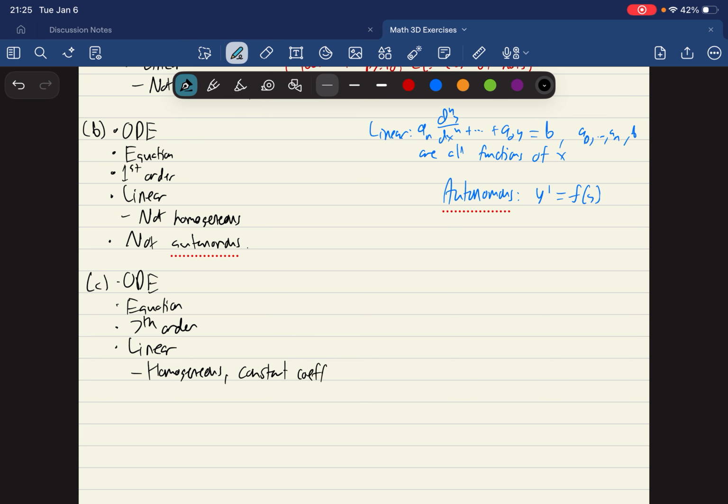Oh, and I just realized too, for part B, note here that one of our coefficients is cosine, which is not constant, so this is not constant coefficient.